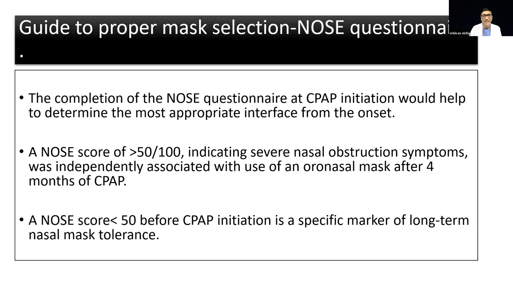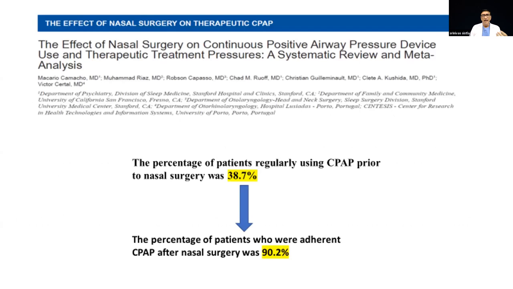Now, if you give a good treatment, especially simple nasal procedures, nasal surgery for patients who are non-adherent to CPAP, their adherence to CPAP just doubles. As given in this particular paper that has come from Stanford, the percentage of patients regularly using CPAP prior to nasal surgery was 38.7%, and the percentage of patients who were adherent to PAP therapy after nasal surgery just catapulted to 90.2%. We as ENT surgeons have the capability to deliver this kind of a result by adopting the gold standard therapy for these patients by just doing a very simple nasal scale measurement and doing a simple nasal surgery.